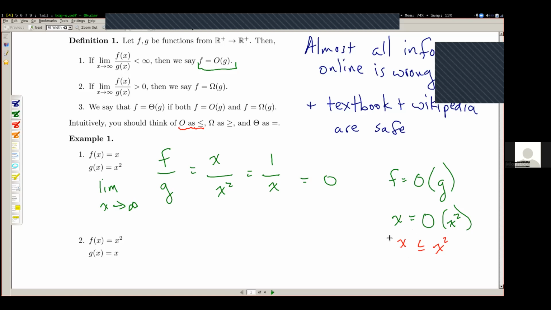Before we go to the next example, though, any questions about this example? Yes.